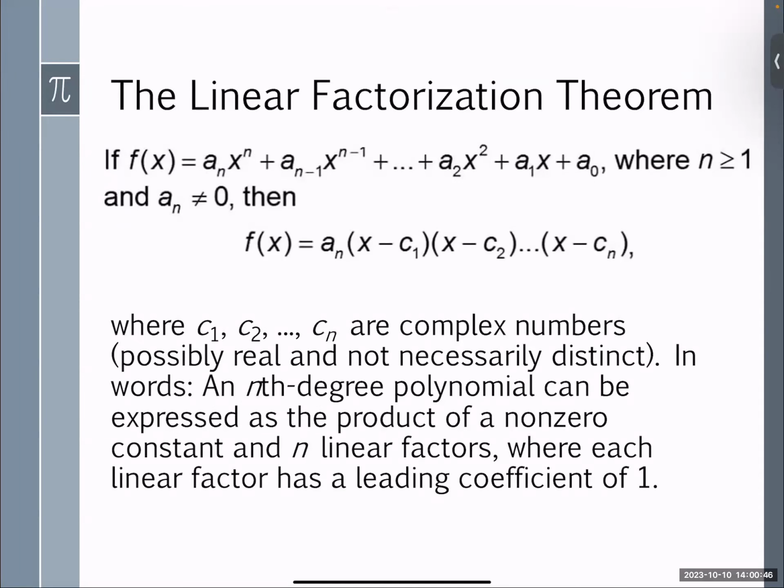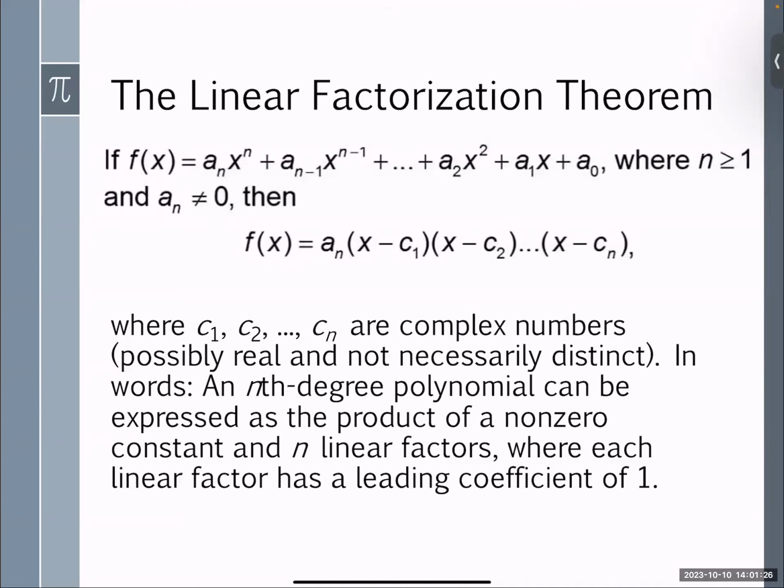Okay, the linear factorization theorem says that every polynomial function can be factored to a constant times a series of linear factors. So let me read this. If f of x equals a sub n x to the n plus a sub n minus 1 times x to the n minus 1 plus etc., where n is greater than or equal to 1 and a sub n can't be 0, then this function will factor to a constant a sub n times a series of linear factors, where the constants C1, C2, and C3 are complex numbers.